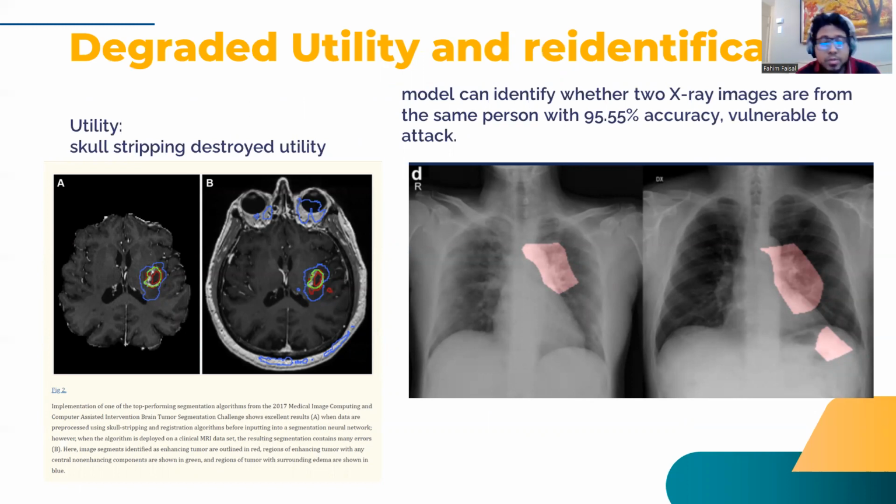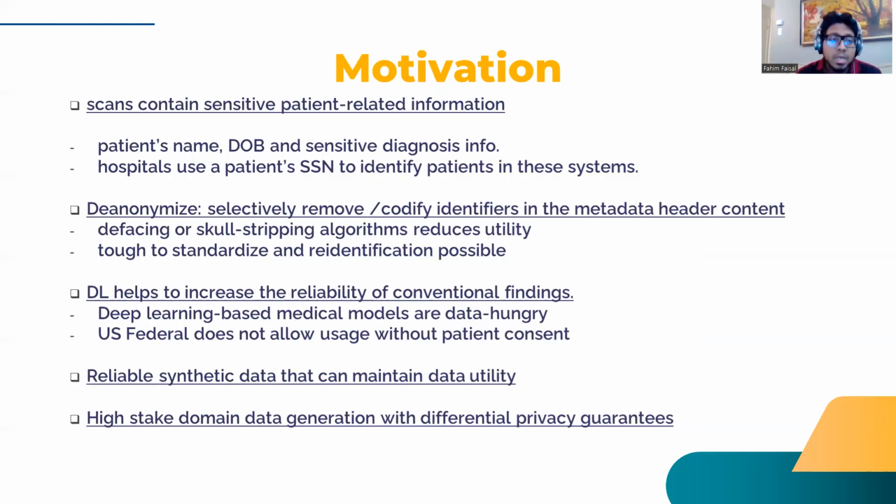And if we remove the header information in the X-ray image, the same person can be re-identified with about 95% accuracy. And it is tough to standardize such things, because in some countries, in the X-ray image, the header is in the top left corner. In some countries, the written information is in the top right corner.